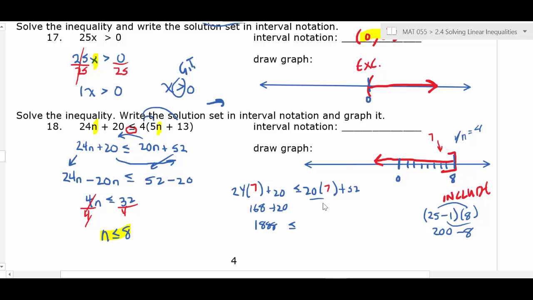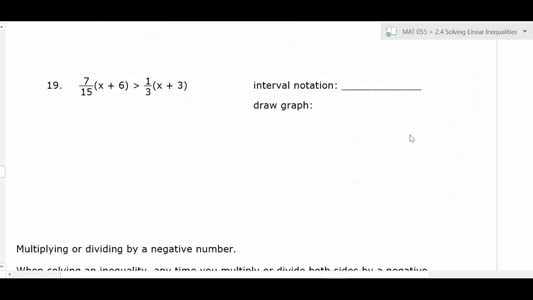Go over here. 20 times 7 is 140. 140 plus 52 is 192. Looks like I kind of threw an extra 8 in there for some reason. Okay, but the point is, this is true. We expected it to be true. Any number here is going to work. Any number out here is not going to work. That's the idea.